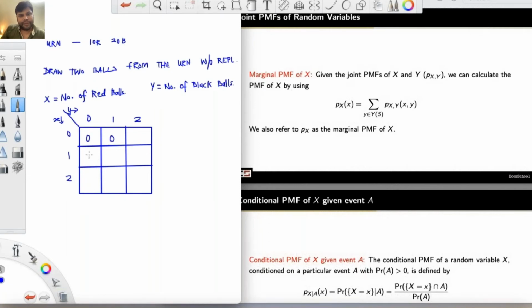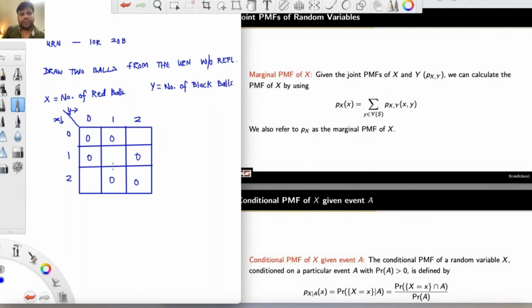Okay, in fact, this is also impossible, and this is also impossible. These are the 3 numbers which we need to find. The rest of them are impossible, because the total number of red balls and black balls is always going to be equal to 2. So 0 plus 2 is 2, 1 plus 1 is 2, and 2 plus 0 is 2. So these are the only 3 boxes in which we need to put numbers. Elsewhere it's 0. Is that okay?